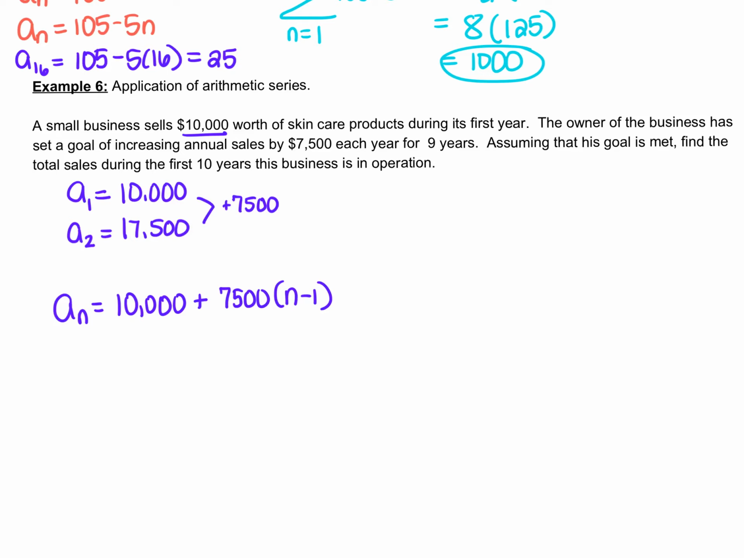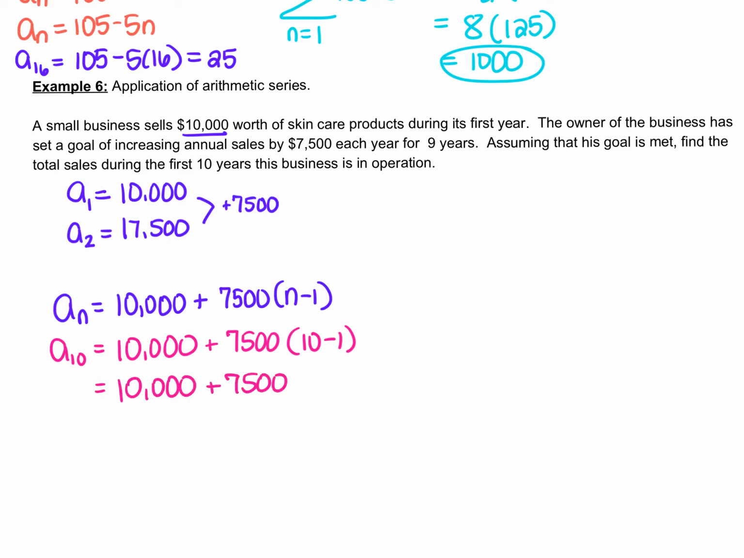So I'm going to use my formula, and I'm going to find the 10th year. So A sub 10 equals 10,000 plus 7,500 times 10 minus 1, which is 10,000 plus 7,500 times 9, which is 77,500. So that's year 10. Okay, so we've got year 1, we've got year 10.